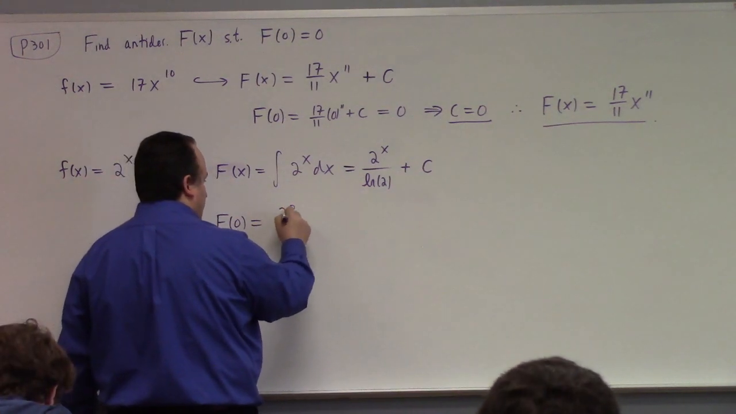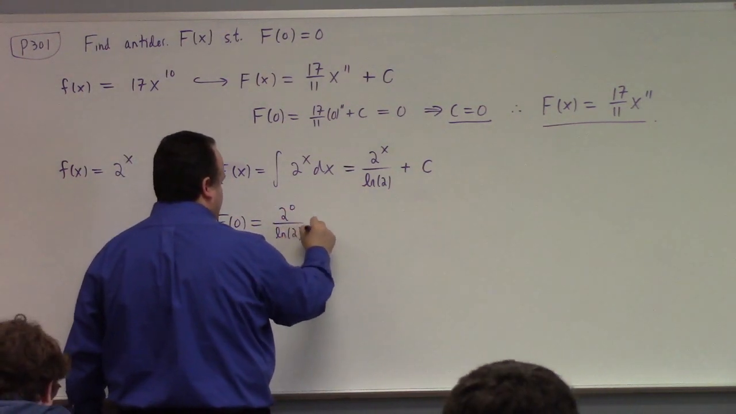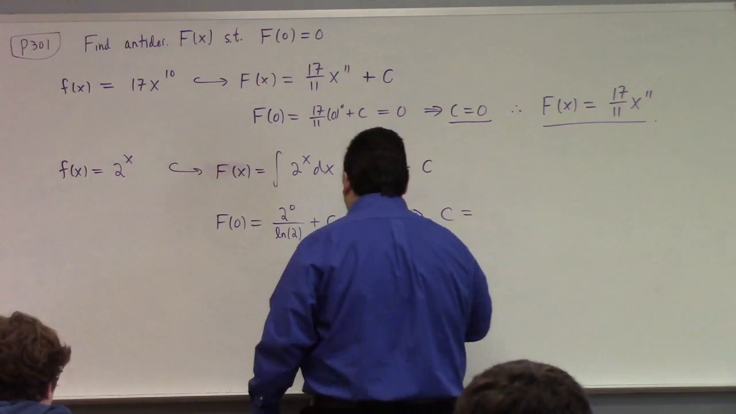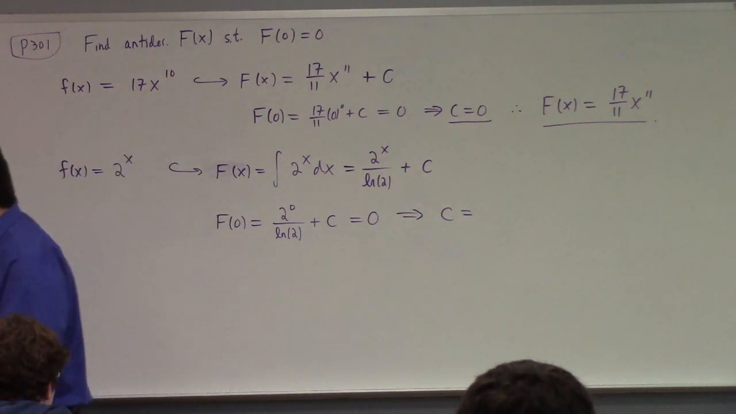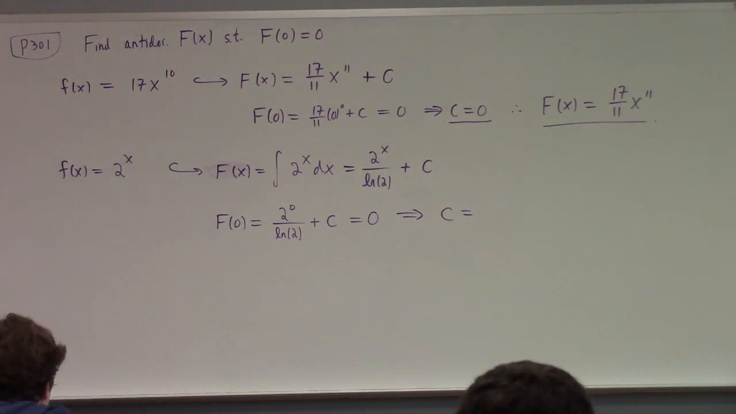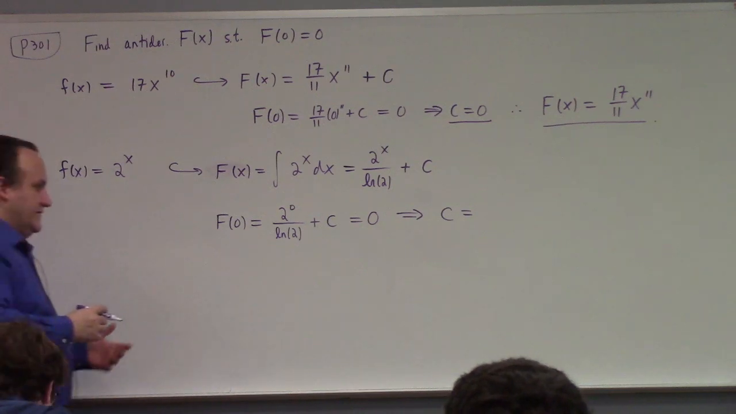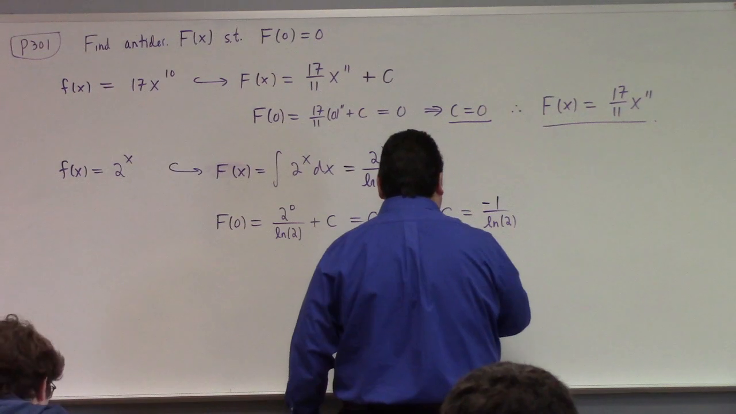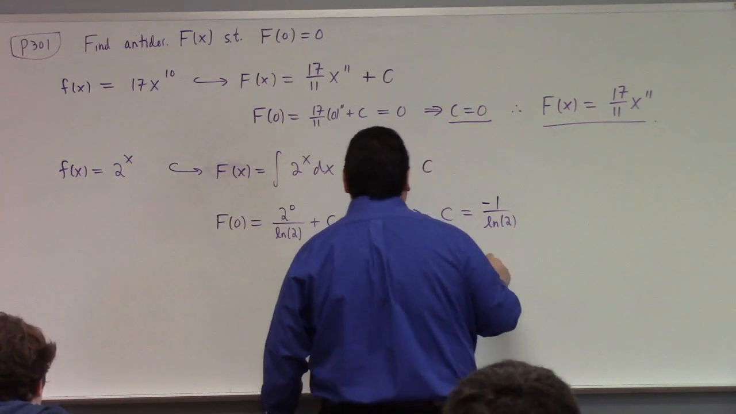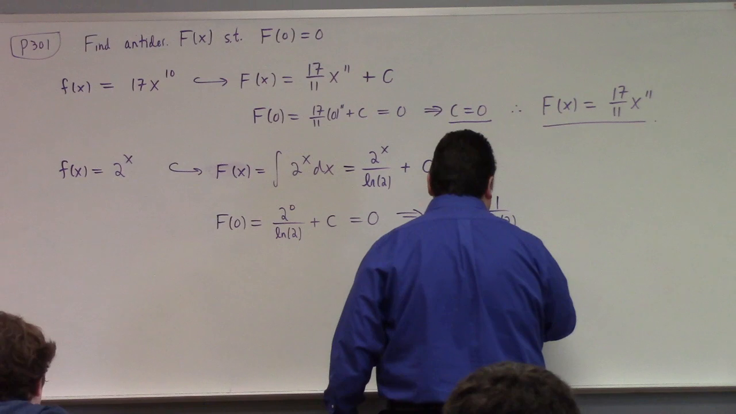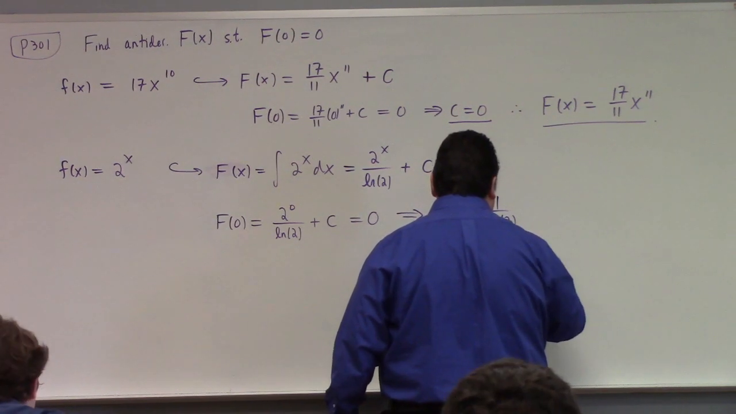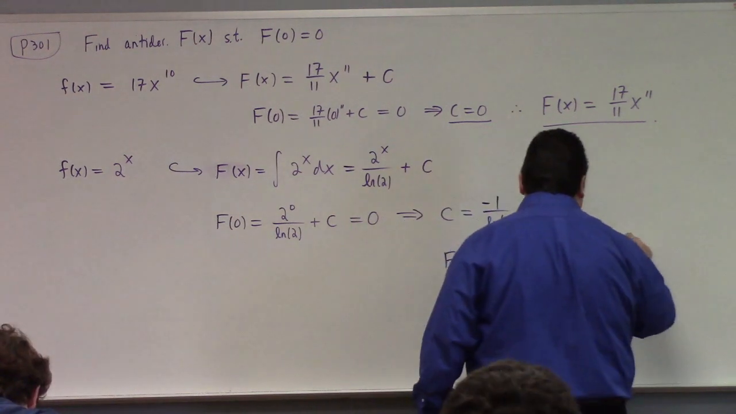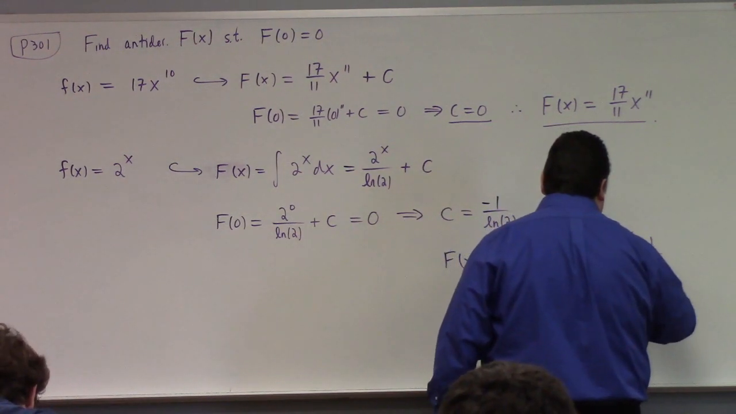It's 2 to the 0 over natural log of 2 plus that constant, right? So what does that tell me the constant is equal to? 2 to the 0 is 1. So apparently the constant is minus 1 over the natural log of 2. So the antiderivative I'm looking for in this context would be 2 to the x over log 2 minus 1 over log 2. Or if you like, you could simplify the answer: 2 to the x minus 1 divided by the log of 2.